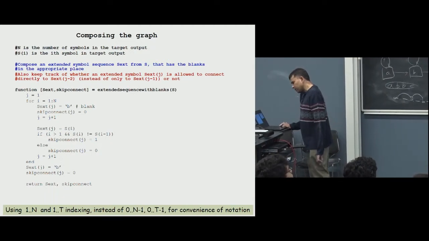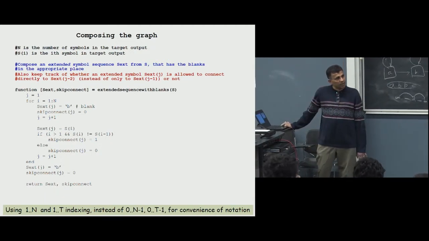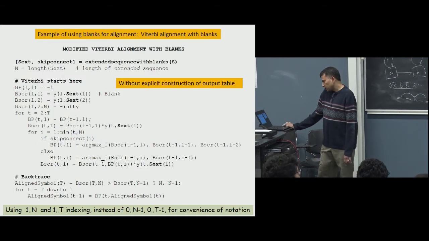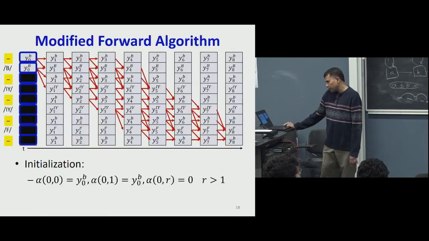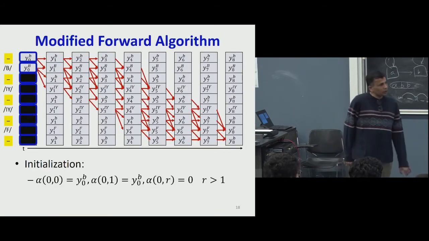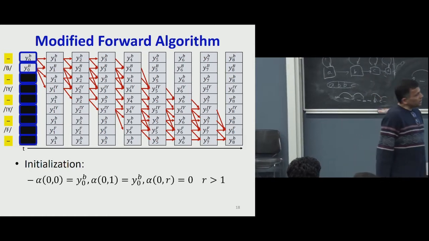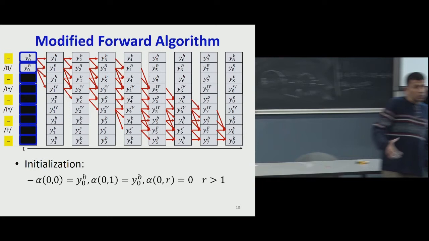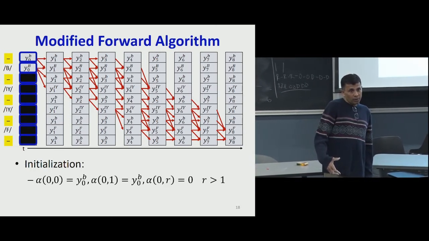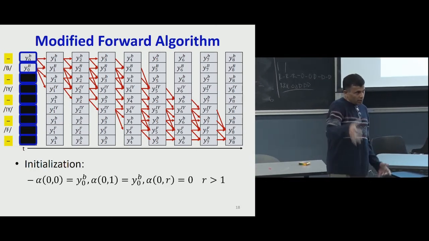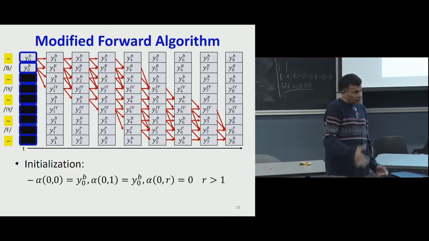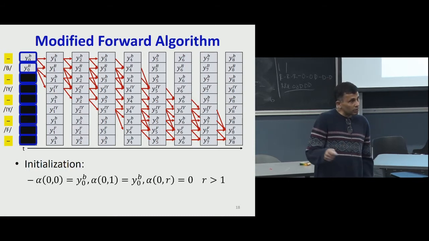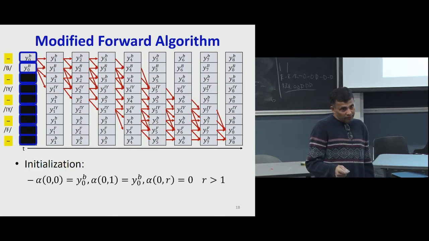And so here I have a little bit of pseudocode which actually explains how the graph is composed. I'm going to skip the pseudocode over here, but later on when we look at beam decoding, we'll spend a little time with the pseudocode. So anyway, now that we've composed a somewhat different graph, remember how we did the forward-backward algorithm? We pulled out the rows corresponding to the symbols in our target output, created a table, created a graph from it, and ran the forward-backward algorithm on this graph.